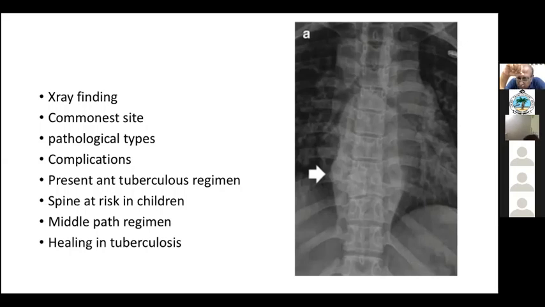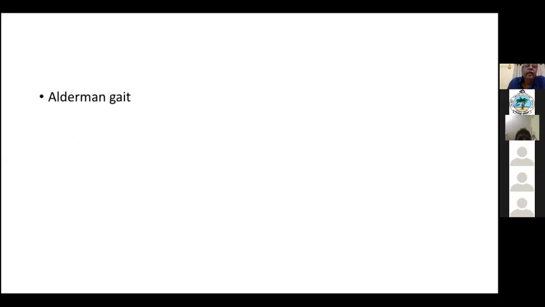So if you are interested, you can read the article by Anil Jain, which came in the Indian Journal of Orthopedics regarding tuberculosis. He has done a lot of work in tuberculosis, including writing a book, and he has given it in detail when to stop ATT. Because of the lack of time, I will not be able to do that.